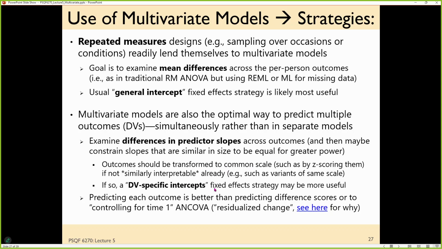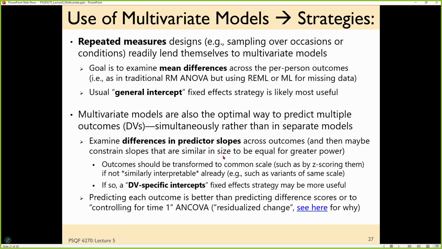But if you're thinking about the outcomes as separate things and you're not as interested in the changes between them, then setting up the model differently is going to be a little more useful. And so I want to show you how to do each of these and how they map onto each other. That way you have all the tools at your disposal to do it however you want, whatever is going to be most useful.